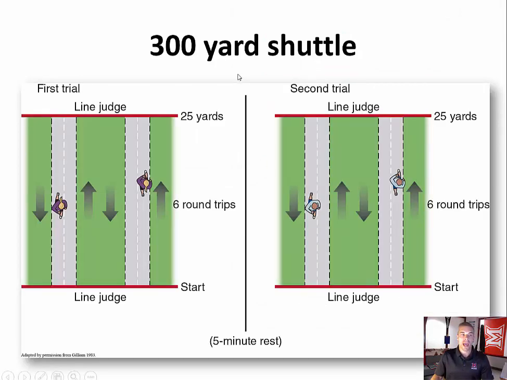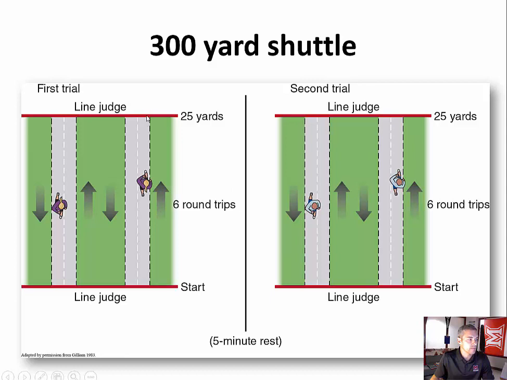Another common measure of anaerobic power or capacity is a 300-yard shuttle. This requires a lot more setup. In this example, we would have basically two judges that are spaced about 25 yards apart. In the first trial, the athletes would sprint from the start line to the next line, which is again 25 yards, completing 6 round trips.